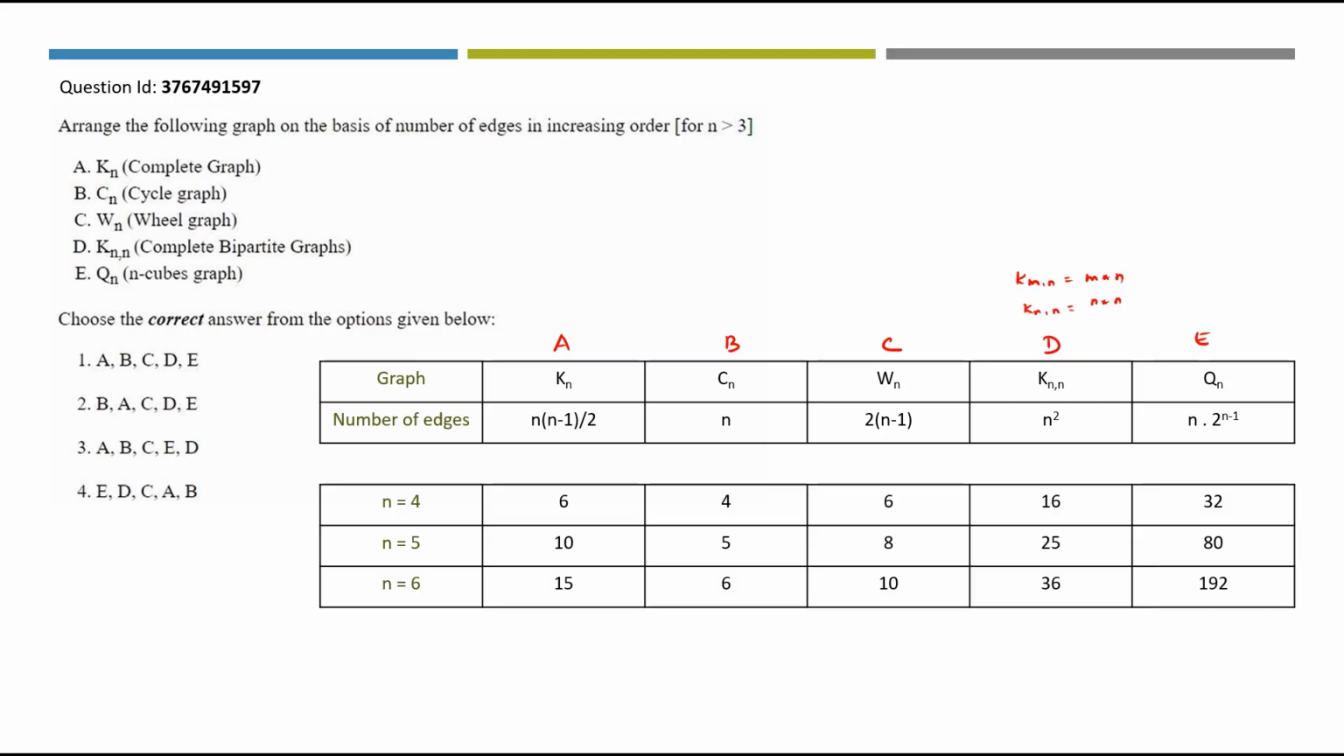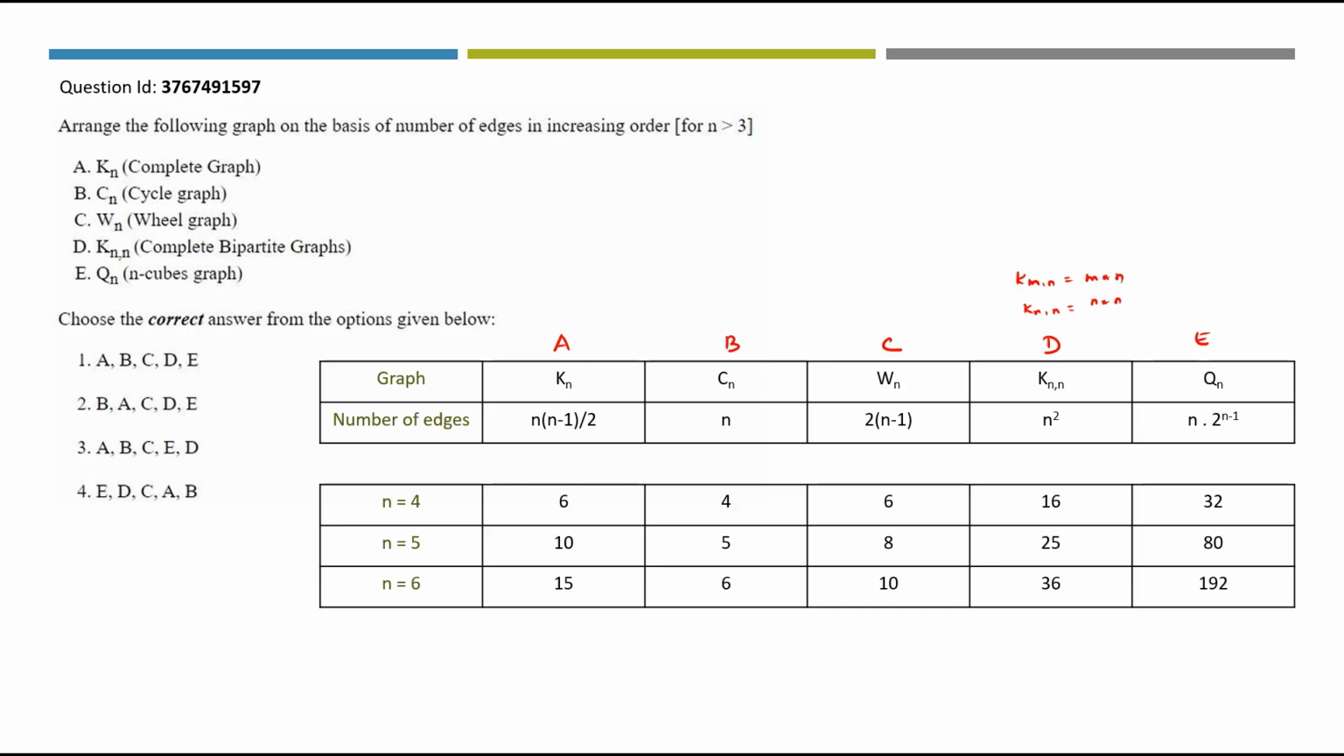We will substitute some values and see. For n equal to 4, 4 into 4-1 is 3, 4 into 3 is 12, 12 divided by 2 will give you 6. Then n equal to 4 is given as it is. 2 into 4-1 is 3, which will give you 6. N square is 4 square, it is 16. Then we have 2 power n-1, which is 2 power 3, 8. 8 into 4 will give you 32.